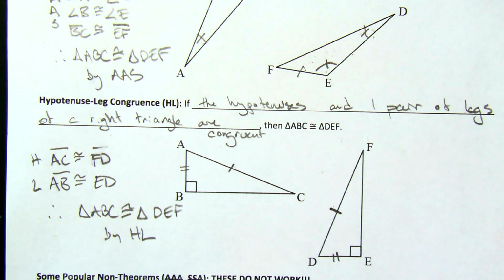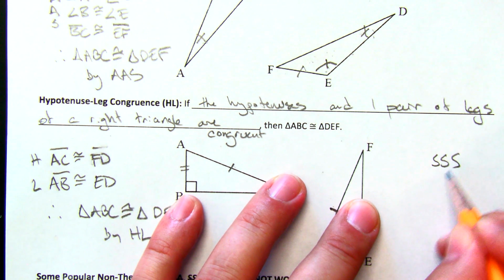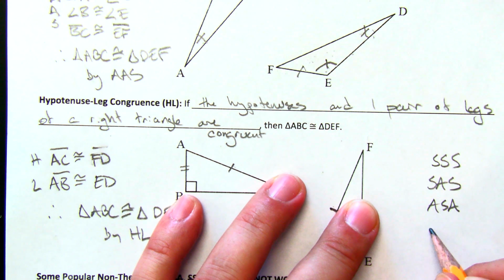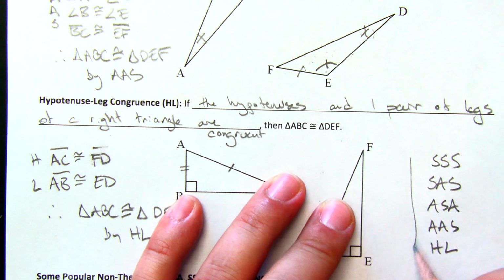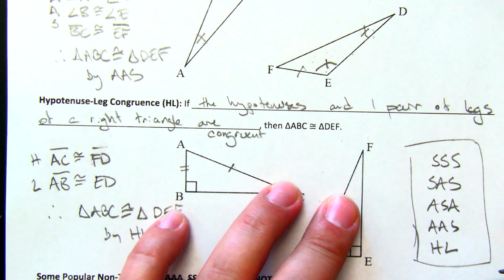So we've got our 5 theorems. I'll just write them over here: side-side-side, side-angle-side, angle-side-angle, angle-angle-side, hypotenuse-leg. These are the only 5. Memorize that. These are the only 5 congruence theorems.